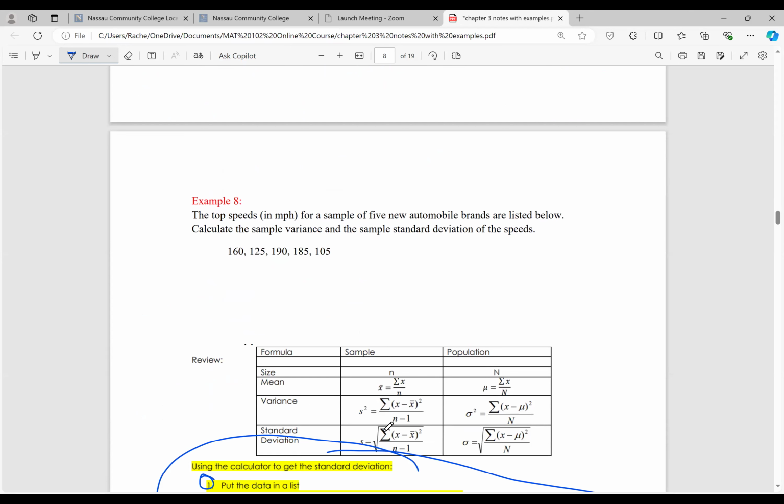So let's do one more example and then we'll wrap up this lesson. So let's look at example 8. For example 8, we have the top speeds in miles per hour for a sample of 5 new automobile brands listed below. Calculate the sample variance and the sample standard deviation of the speeds. So we have 5 speeds here. Rather than calculating the variance and the standard deviation by hand, let's take advantage and use the calculator. So pause here, enter these 5 data values into a list in your calculator, and then we're going to do a one variable stat, just like we did for the previous example.